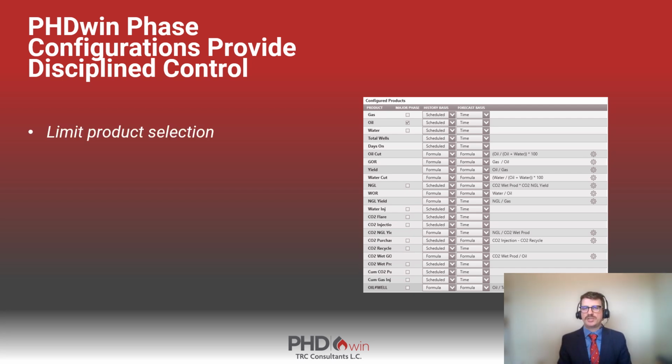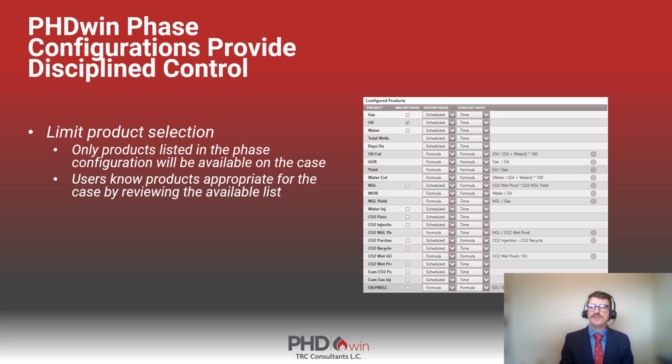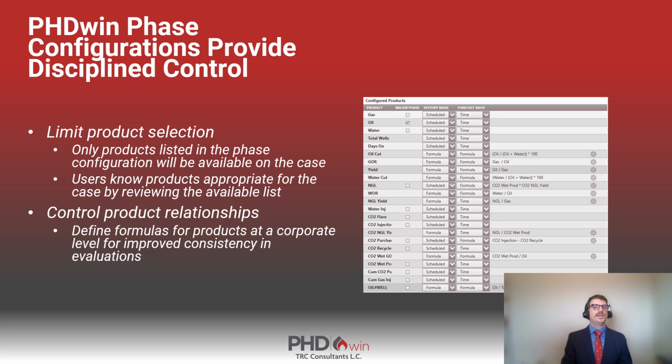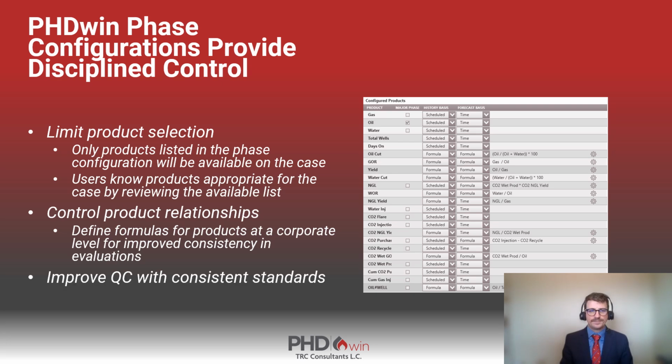It limits the product selection. Only the products that are listed in the phase configuration will be available to the users on the case. Users always know what is appropriate for their area by simply reviewing the products that are in that phase configuration. They know that they have the right products because the corporation defined those phase configurations for their particular area. You know that the product relationships are all set up correctly. So you're able to define the formulas at a corporate level, which will then obviously improve your consistency in your evaluation, reduce QC time, and make it a lot easier for the users themselves to get started.